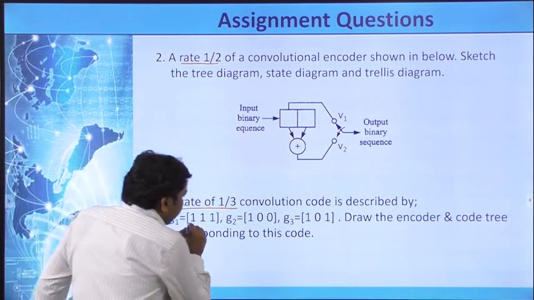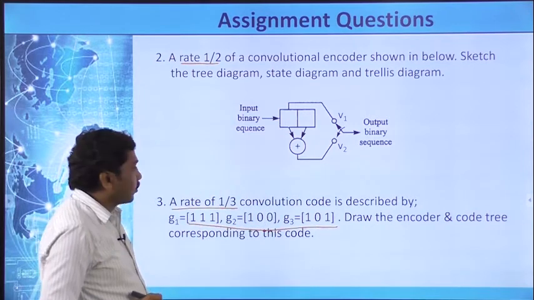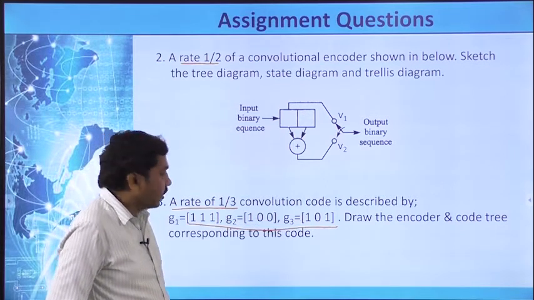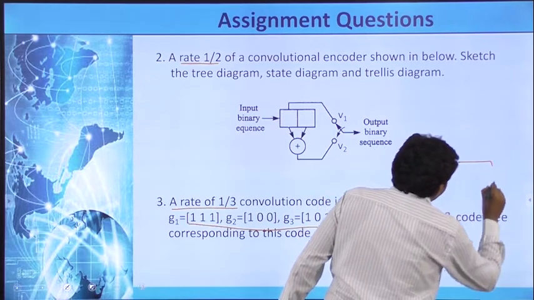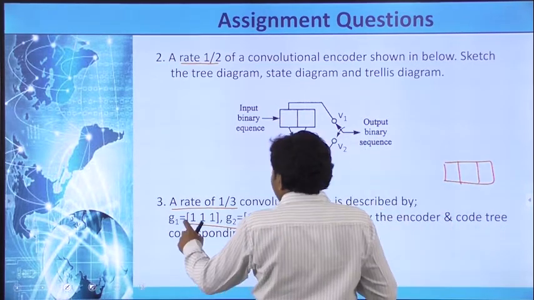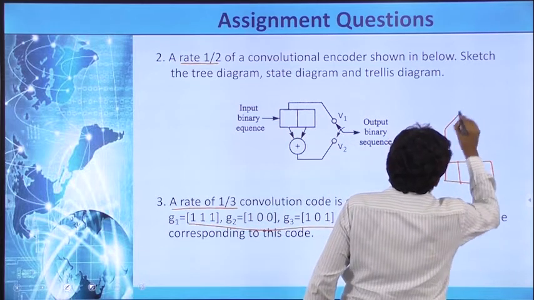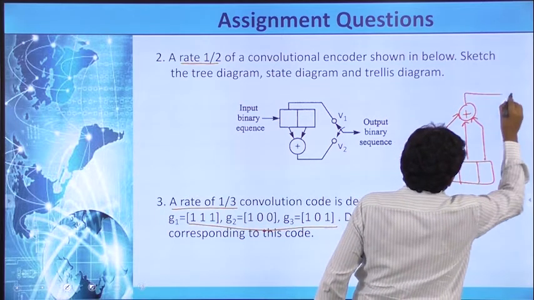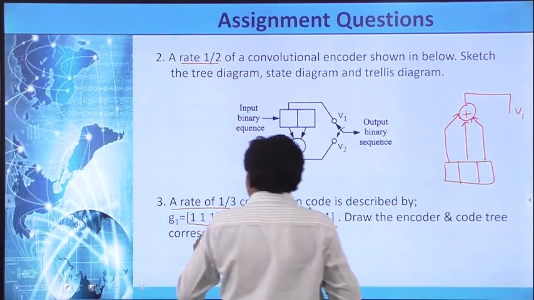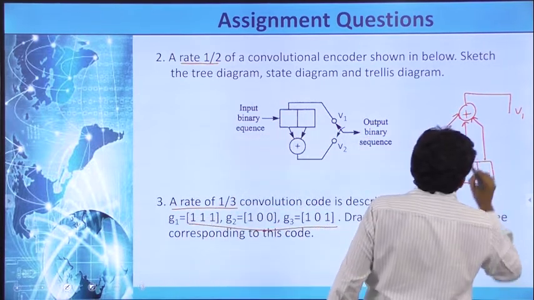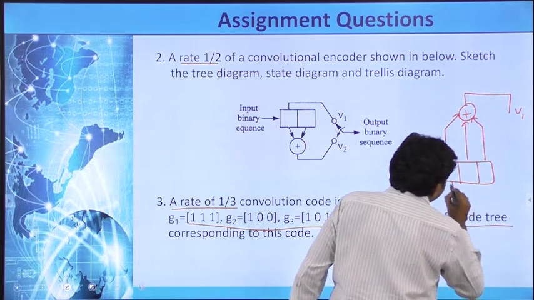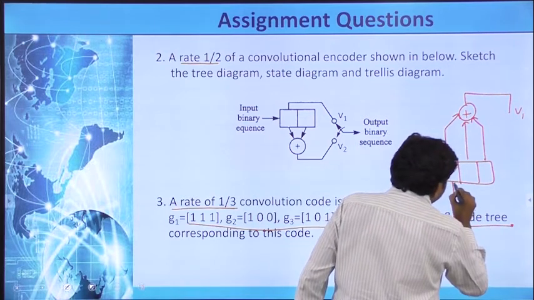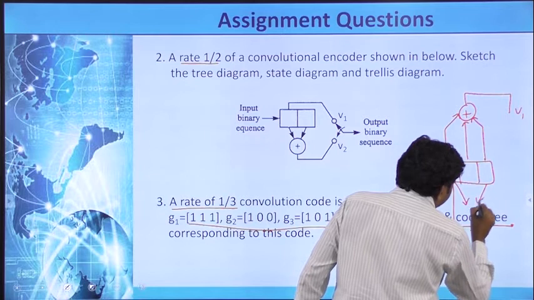So here he has given G1, G2, G3 values. G1 is 111, G2 is 100, G3 is 101. That indicates 3 shift registers. G1 is 111, that is the first output is connected to these 3. Let us say the output is some V1. G2 is 100, that is the second one is connected to the first one. G3 is 101, 101 means it is connected to the first one and the last one.